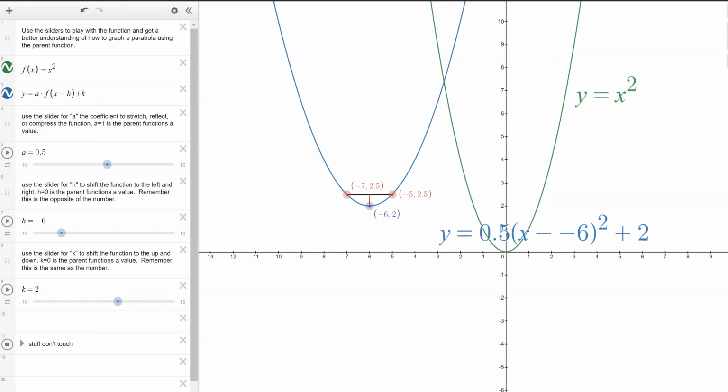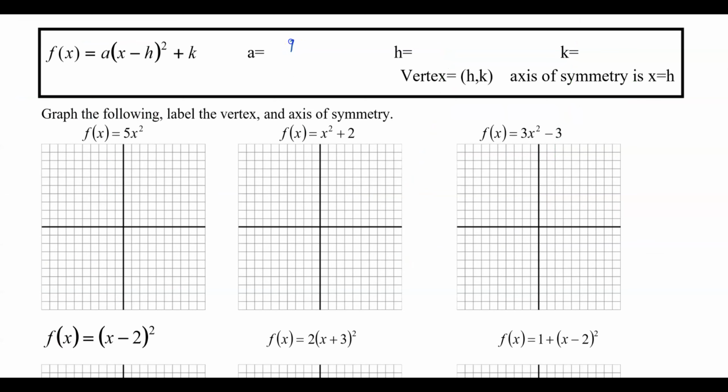All right, so let's try some. All right, so for our a, that means we're going to go up a and over 1 from our vertex. So from here, we're going to go up a over 1. So up a over 1, get another point, and another point on the other side. Our h is our x coordinate for the vertex, and our k is our y coordinate for the vertex.